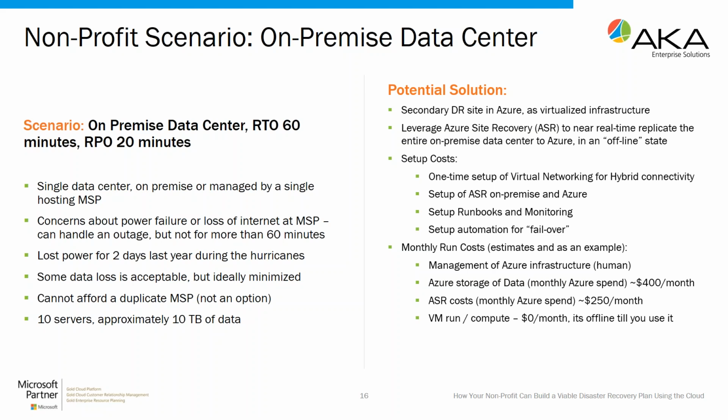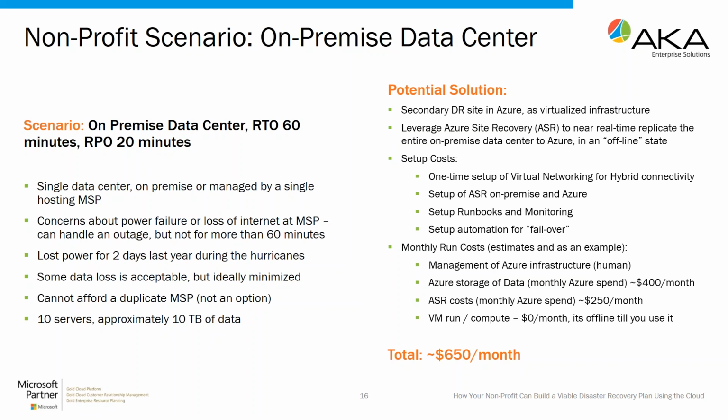From a monthly perspective, however, this is where it gets really compelling. From a secondary disaster recovery site, really the only costs that we have are related to the humans manning it and paying attention to that infrastructure, and the storage of the data running up in Azure. So in this scenario, 10 servers, about 10 terabytes worth of data, that takes us up around $400 a month, add in a little bit of the replication technology. For about $650 a month, this nonprofit could have a full backup replica of their entire data center sitting up there in the cloud, up in Azure, as a backup insurance policy.